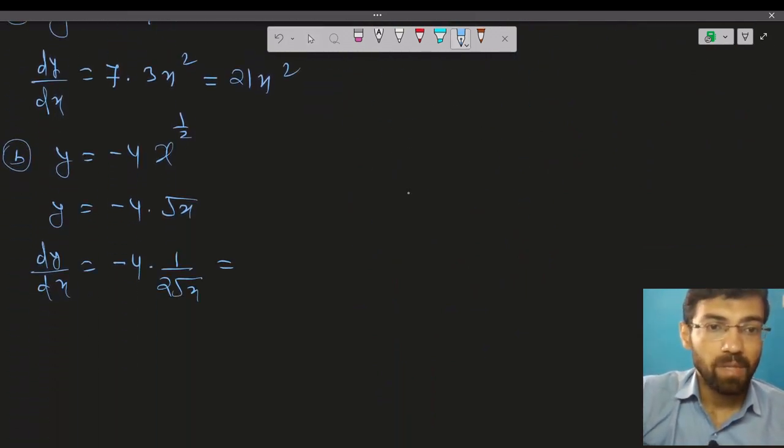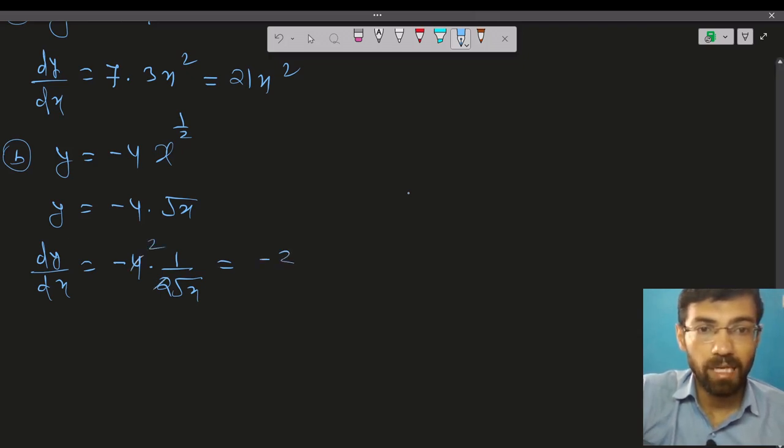So finally my answer is, this 2 and this 2 will get cancelled. So I am left with minus 2 upon root x.